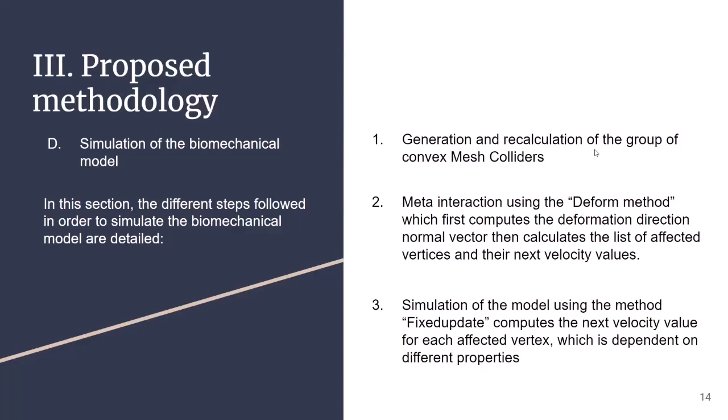The third step is the simulation of the model using the method FixedUpdate, which is provided by Unity. It does physics updates, which are much more frequent. This method computes the next velocity value for each affected vertex, which is dependent on different properties such as the mass, the drag, the gravity properties, the force applied, etc.